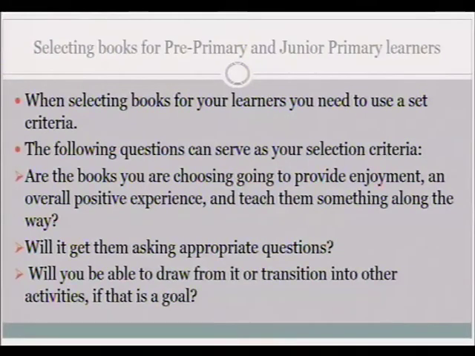Will you be able to draw from it or transition into other activities if that is a goal? For example, if you want to teach them how to role play, can you use a book as a stepping stone to the activity that is called role play? If there is a worksheet of questions that are set, can you use this reading experience to lead them into answering those questions?